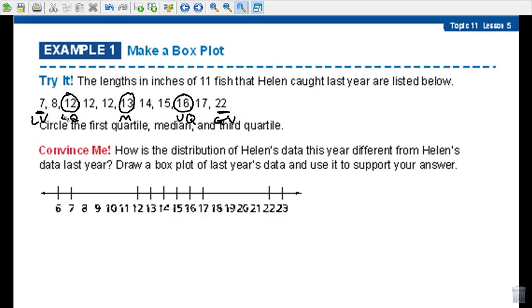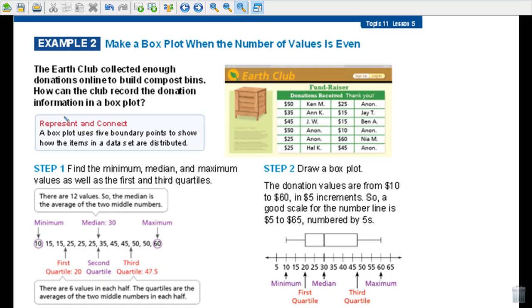You're just finding a whole bunch of medians, pretty much. All right? Easy peasy, lemon squeezy, okay? Let's ride. Okay, example 2.